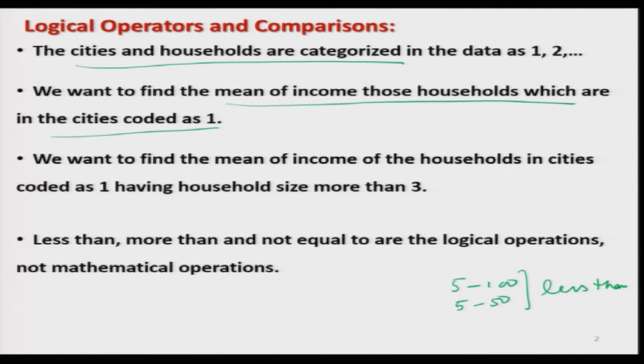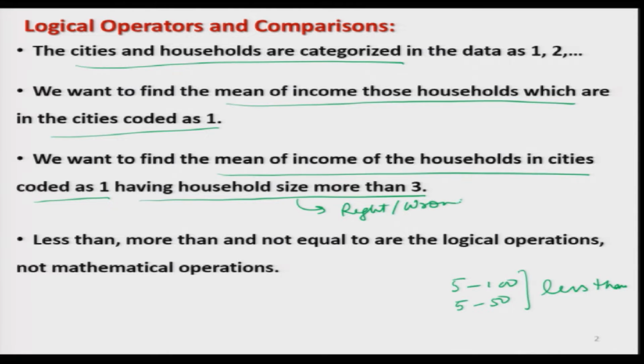And similarly, if I want to find out the mean of the income of those households in cities which are coded as 1 and having household size more than 3. Right. Suppose there is another variable in which you are also giving the family size. So, I want to take that variable also under consideration, but here in this case I am just interested in knowing whether household size is more than 3 is right or wrong. That is all. I am not interested whether the size is 4, 5, 6 or 7.